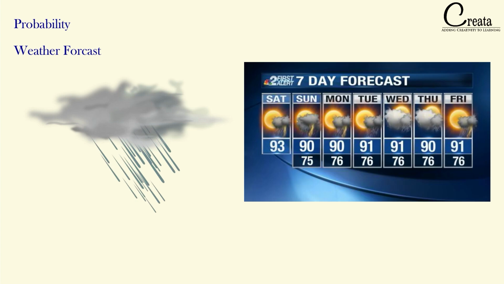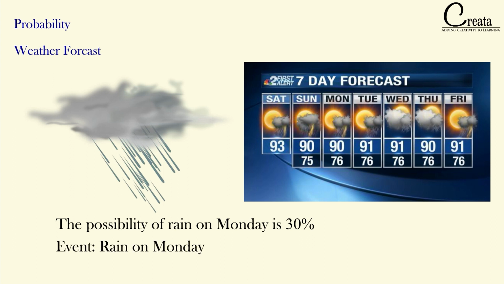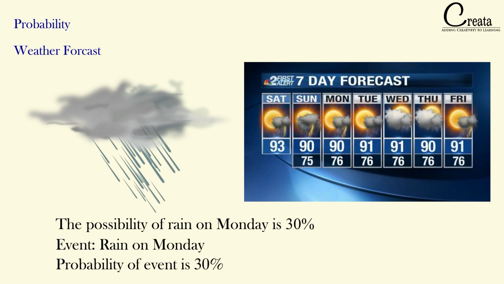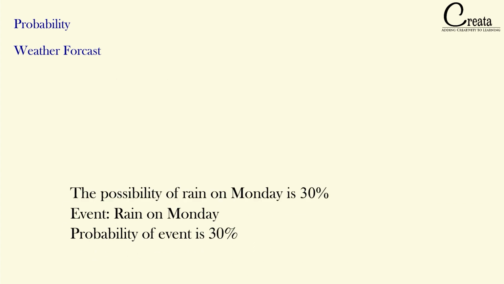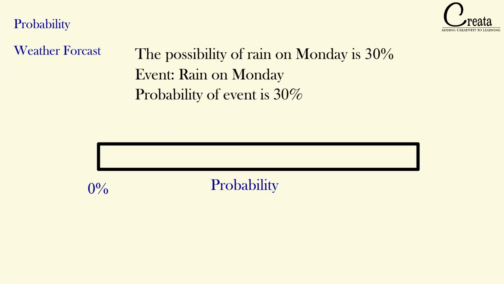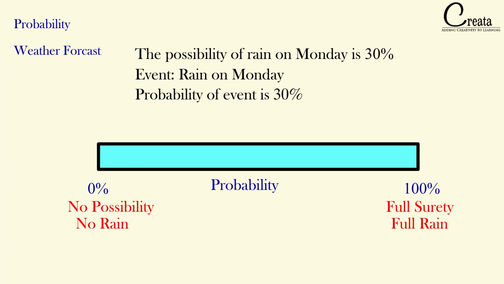You have heard in the news or read in the newspaper that the possibility of rain on Monday is 30%. Here they are saying that the probability of the event, the event being rain on Monday, is 30%. Probability generally lies between 0% and 100%. 0% means no probability, 0% rain means no rain will happen. And 100% probability of rain means 100% rain will happen. So here the probability of rain on Monday is 30%.